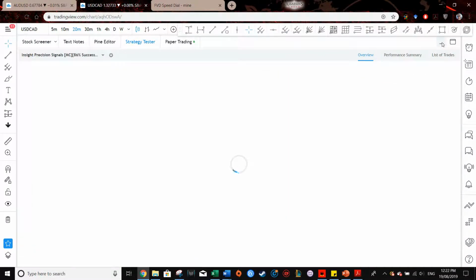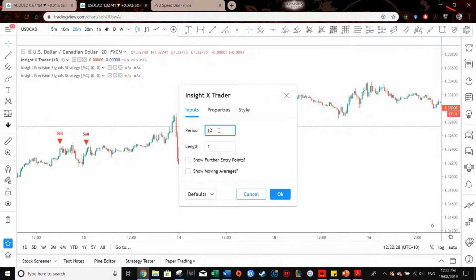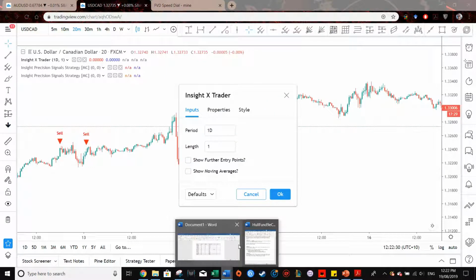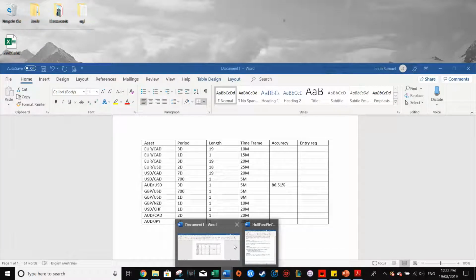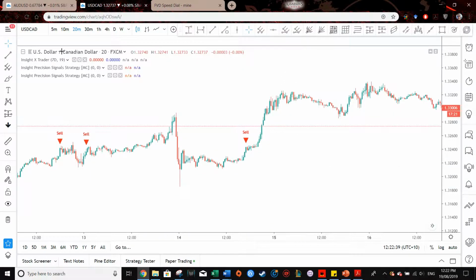What's your overview for the USD CAD? What do you want the settings to be? 7D and 19, and on the other, 20. The 20, yeah. I've memorized them, I made the thing. So bring up the strategy tester.